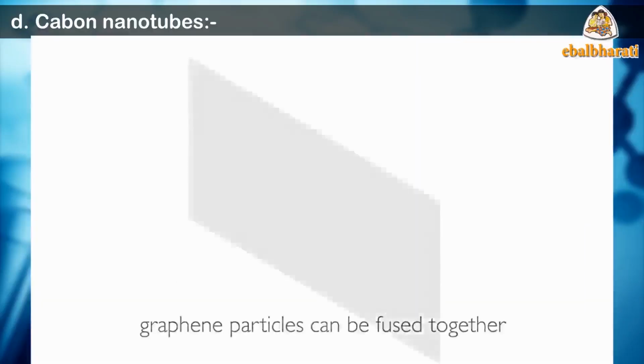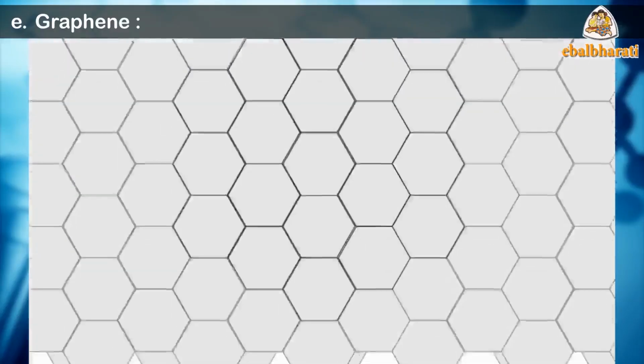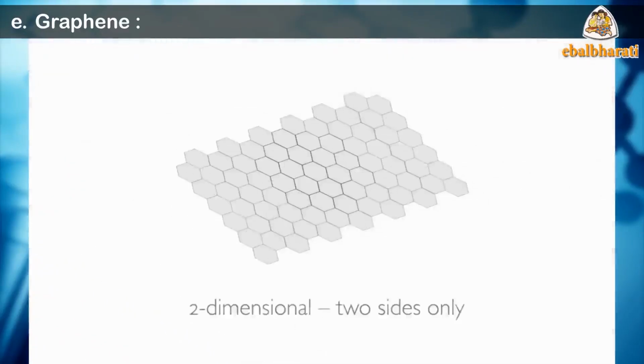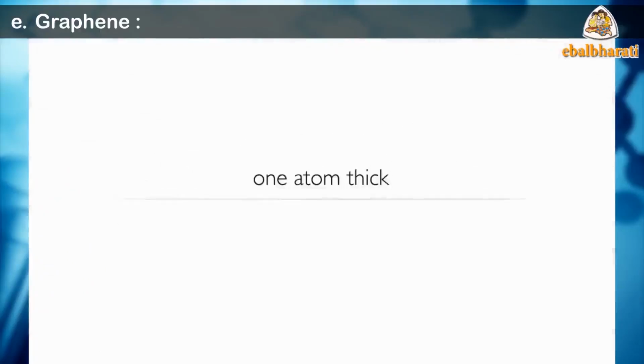Carbon nanotubes. Carbon nanotubes are cylindrical in shape, consisting of a rolled up graphite sheet, as shown in the figure. It can be used to build lightweight spacecraft. Graphene. An isolated layer of graphite is called graphene, as shown in the figure.